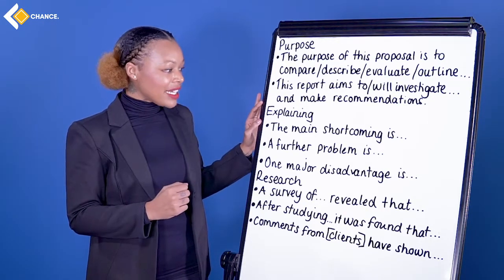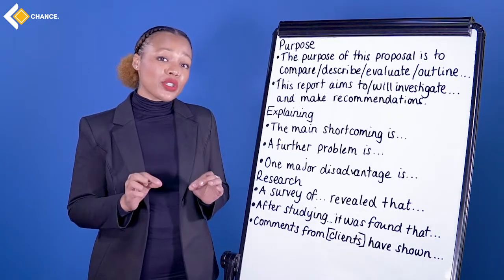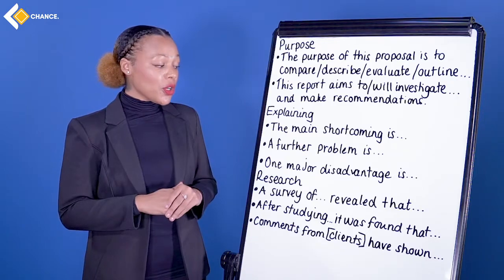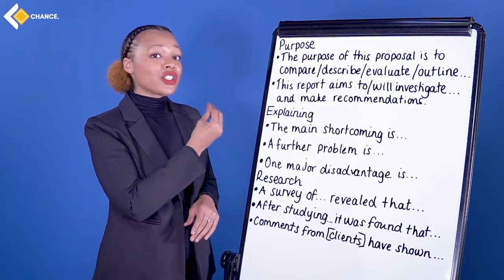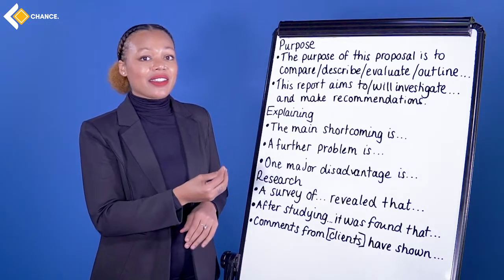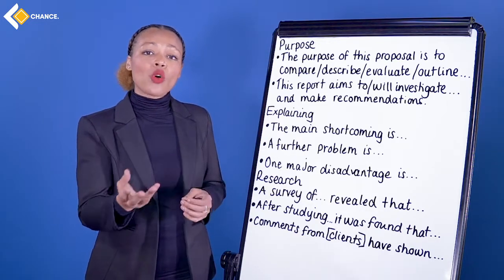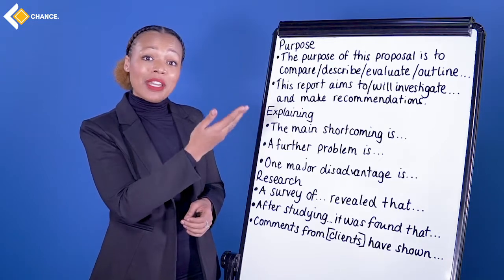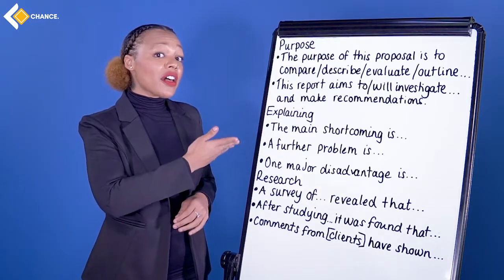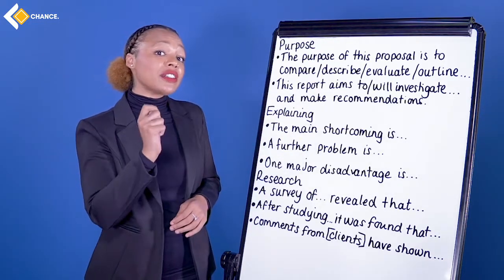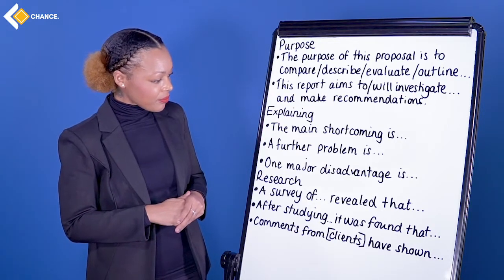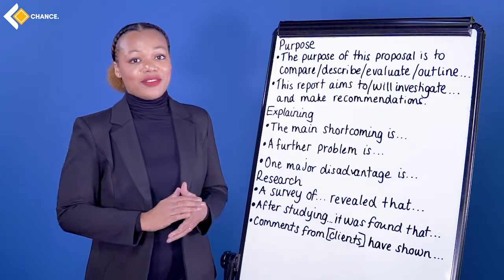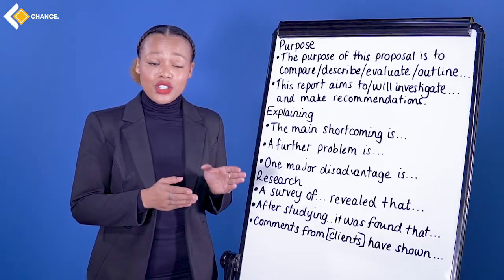Moving on to explaining, let's take a look at some useful phrases for giving explanations. So we could say, the main shortcoming is. What's the problem? You found a problem. The main shortcoming is. A further problem is, so you're giving another problem. One major disadvantage is.